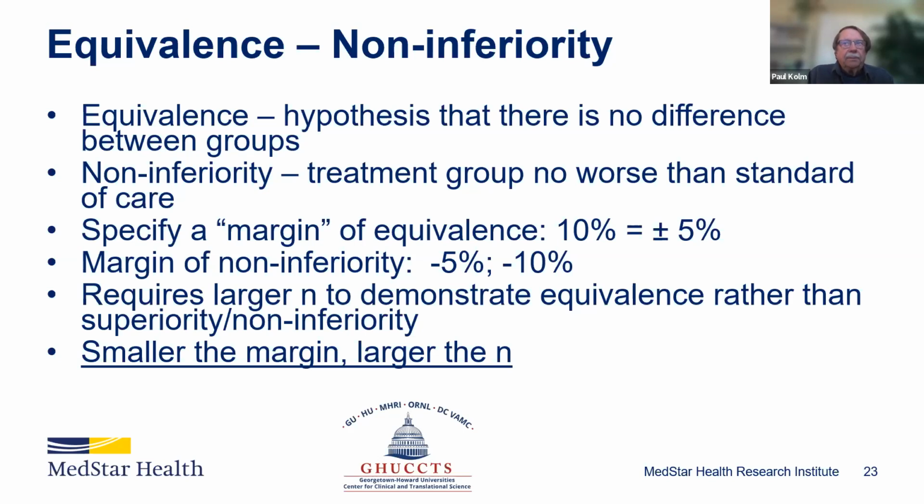So generally, you need a larger N to demonstrate equivalence rather than superiority or non-inferiority. And then obviously you would guess that the smaller the margin, then the larger the N you're going to need. So if we have, say 10%, but our margin is only say 2.5%, then that's going to require a larger number of patients.